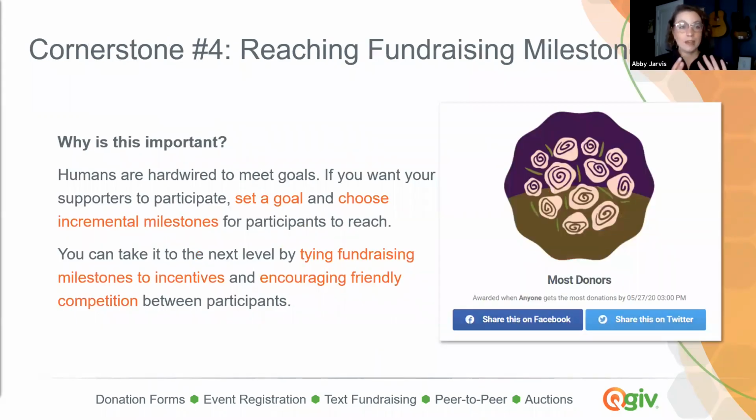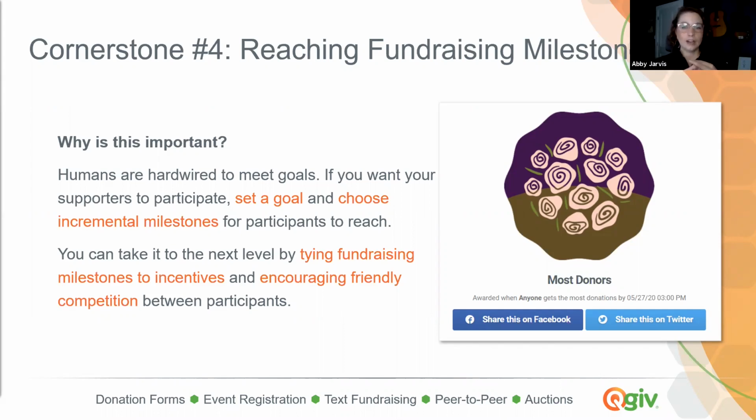The last big one I want to touch on is also my favorite one, because this gets into kind of that psychology of fundraising. So the biggest thing we want to focus on here is giving your participants milestones that they should work toward during the fundraising period of your event. So we're going to look at setting a fundraising goal. We want to set incremental milestones, and I'll go a little more into what that means for that goal.